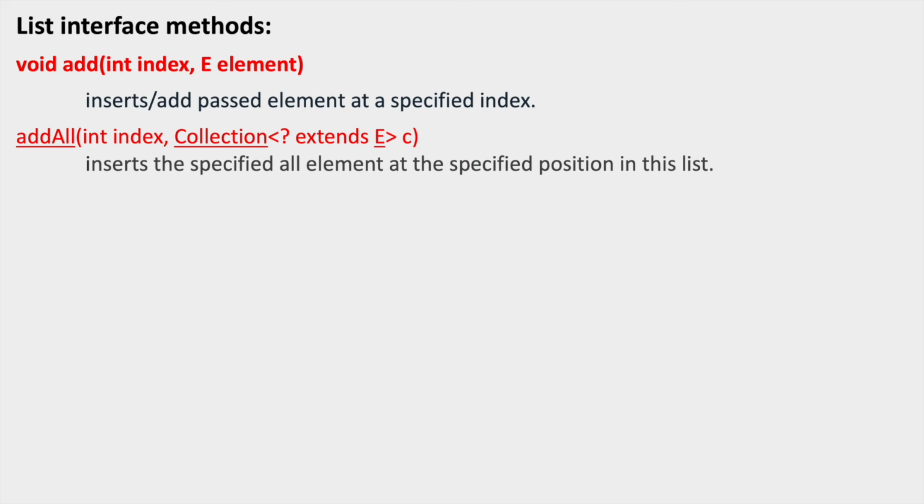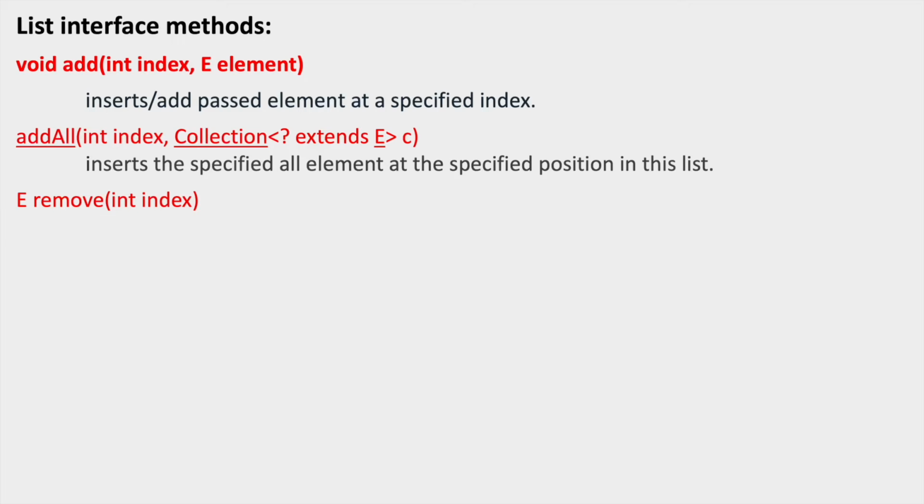Add all method. What will this add all method do? It will insert all the specified elements at the specified position in the list. So we can insert a list or collection of objects at the specified index position by using the add all method. Next is the remove method.